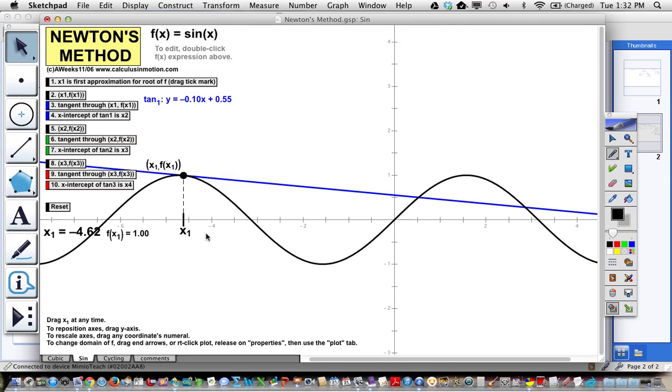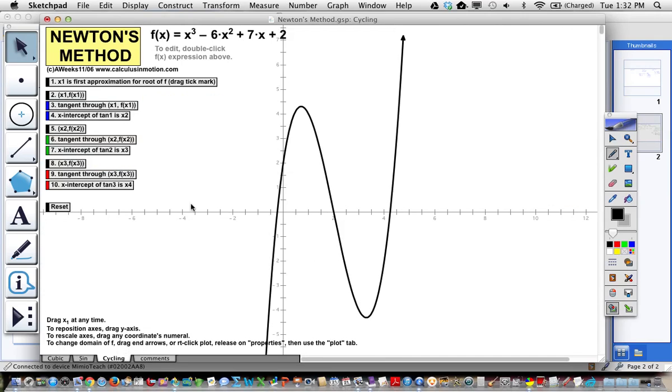If you make a guess that's up near the peak of the curve, your tangent line is going to go way out there. And if you make a guess that's right at the peak, then you really got a problem, because now it's a horizontal tangent, right? So that's really bad. So that's an issue that can sometimes happen with Newton's method.